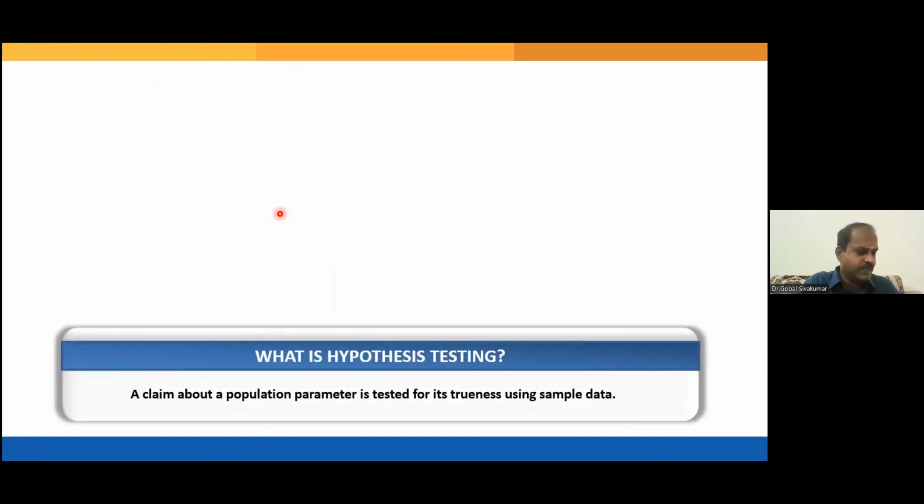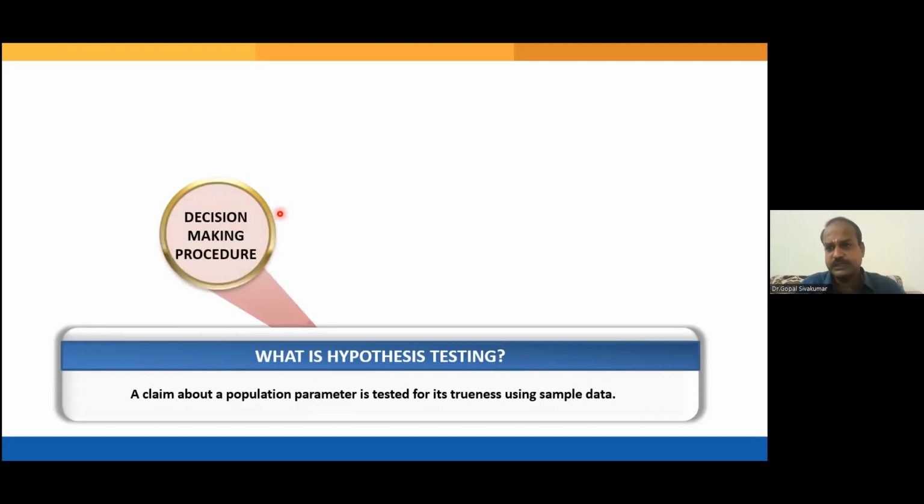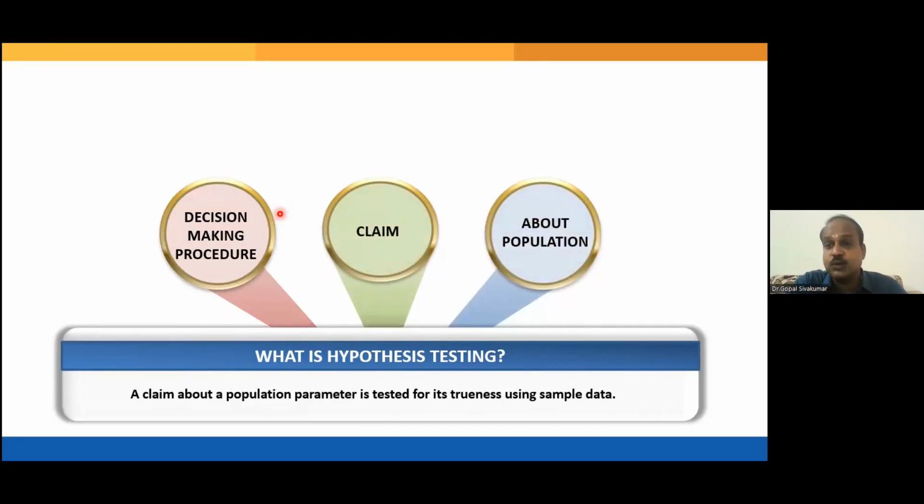Right? And now, what is hypothesis testing? Hypothesis testing is a statistical decision-making procedure in which a claim about a population parameter is tested for its trueness using sample data. A claim about a population. My population is good. My population can be bad. Whether it is good or bad, the sample will speak about it, right? And that procedure is called hypothesis testing. So it's a decision-making procedure in which the claim about a population is tested for its trueness.